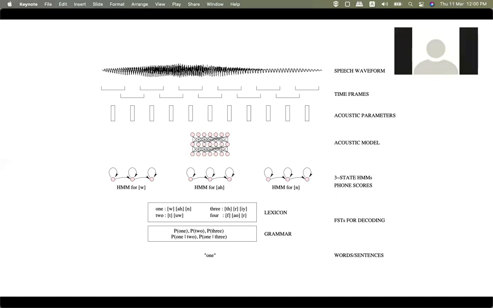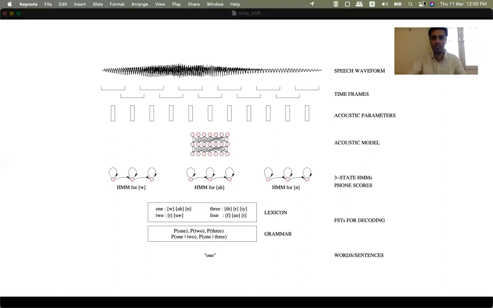Sir, so for each possible state, we have to make one FST? FSTs are more general. Basically, they help you to encode your constraints, and they are very much flexible in that sense.